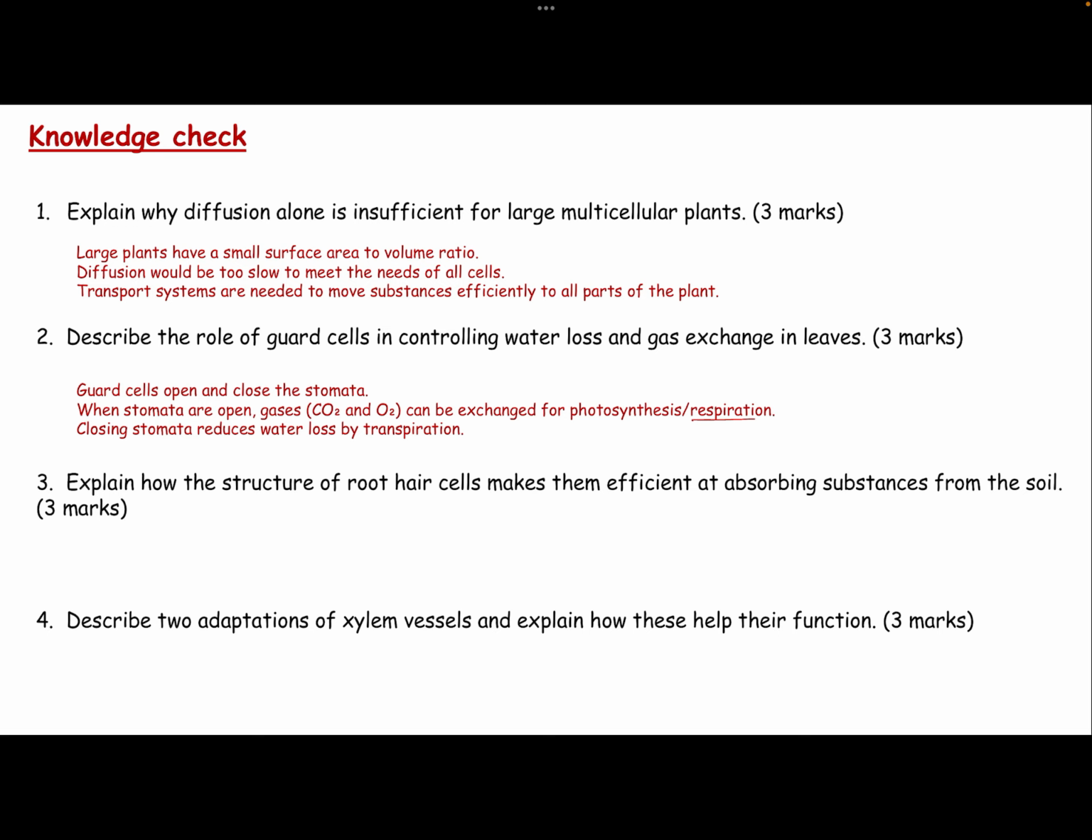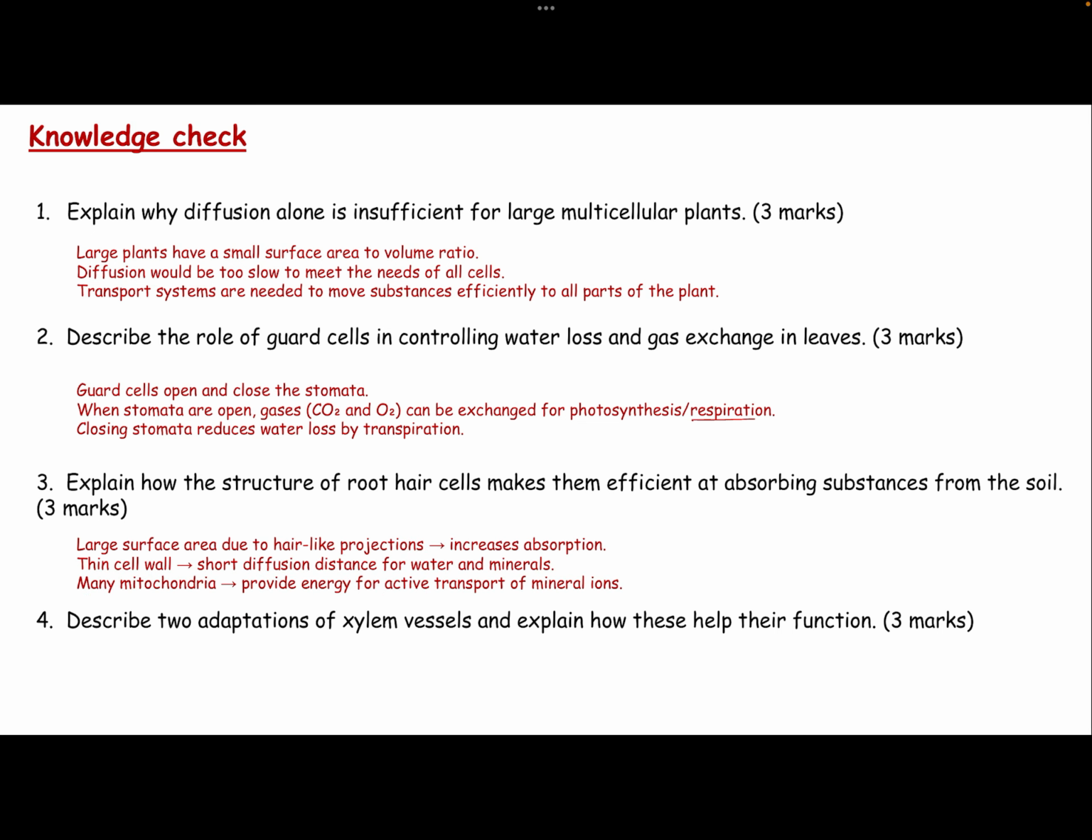Explain how the structure of root hair cells make them efficient at absorbing substances from the soil. So root hair cells have large surface area due to hair-like projections, which increases absorption. They have thin cellulose cell wall, which shortens diffusion distance for water and minerals. And they have many mitochondria, which provides energy for active transport of mineral ions.